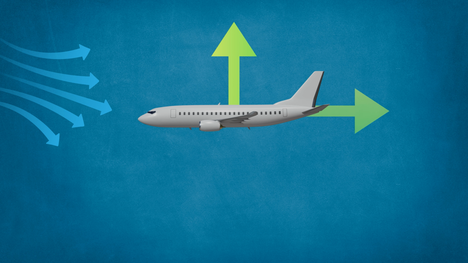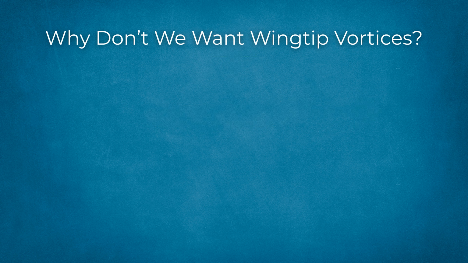This horizontal component of lift is called induced drag. It's called induced drag since it only exists as a consequence of lift. If you're generating lift, you're stuck with induced drag as well. Why don't we want wingtip vortices?